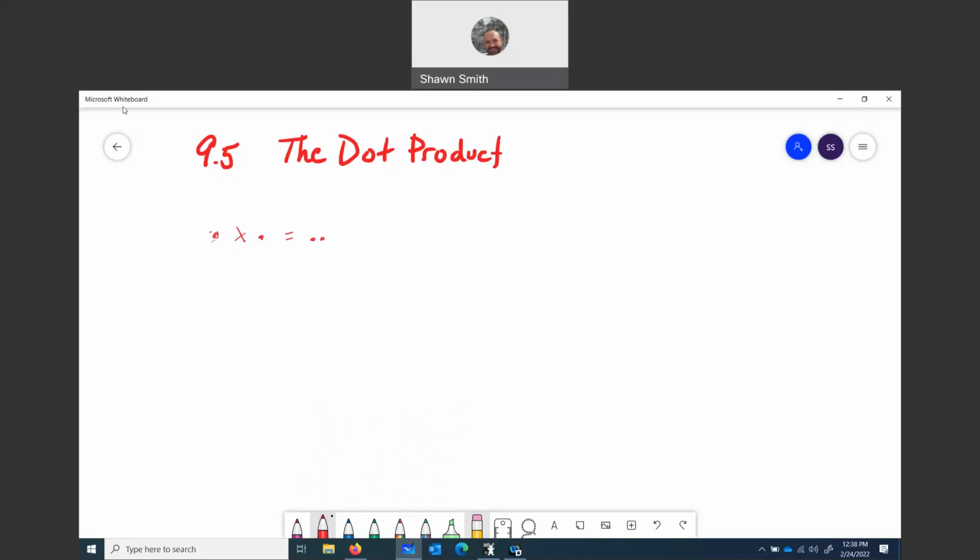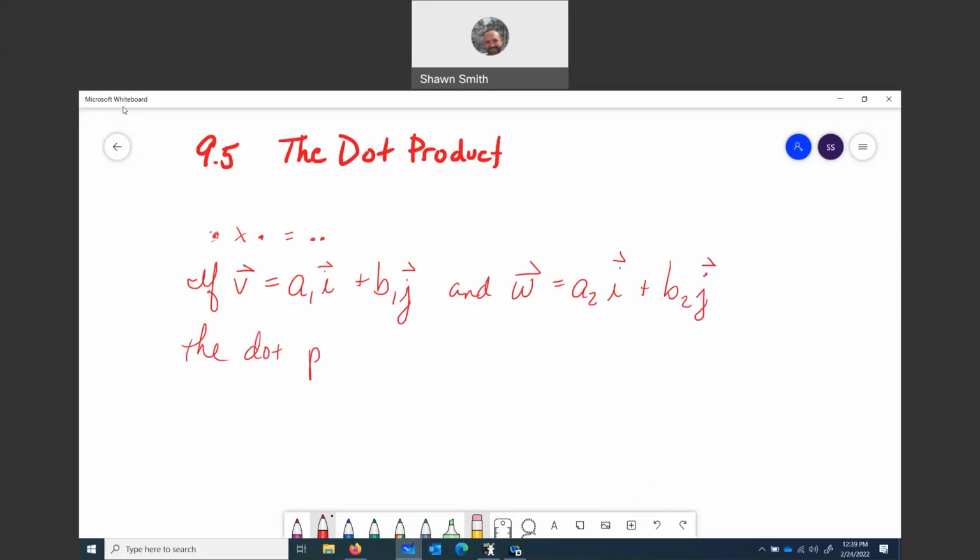To calculate the dot product given two vectors. If vector v is say a1i plus b1j, and w, very similar. Let's put a2 times vector i plus b2 times vector j. The dot product of the two vectors is v dotted with w. We say dotted, not multiplied. It's similar, but it's not.